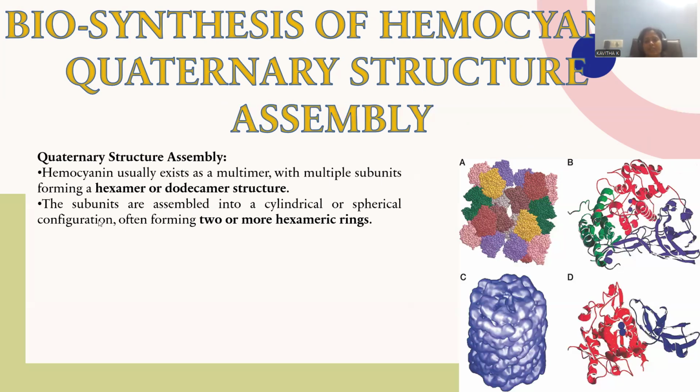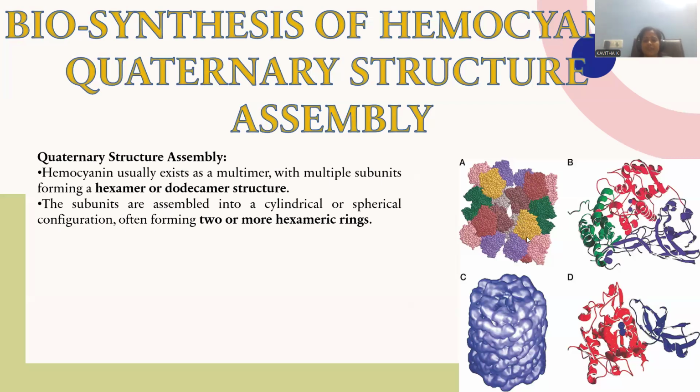We can say hemocyanin is either connected with 6 units, said to be a hexamer, or a dodecamer, where 12 units take part in that multimeric polymer structure. The subunits are assembled into a cylindrical or spherical configuration, forming two or more hexameric rings. It is a cylindrical representation, and a 3D representation is also provided.